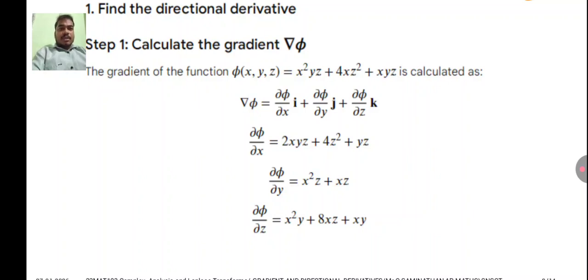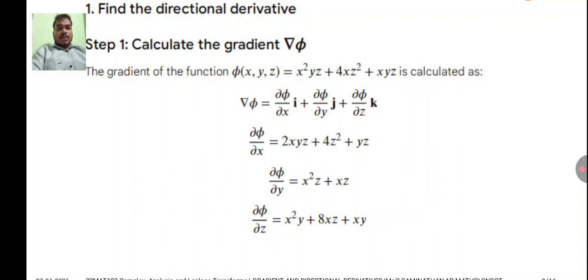Here, comparing those equations, dou phi by dou x is calculated by differentiating the given equation phi with respect to x. So x squared becomes 2x, into the constant terms yz, plus the differentiation of x in the second term, which is 1, so 4z squared, plus the differentiation of x which is 1, into yz.